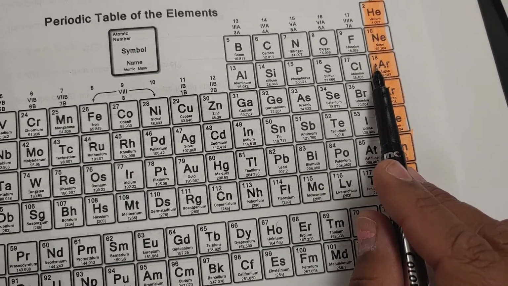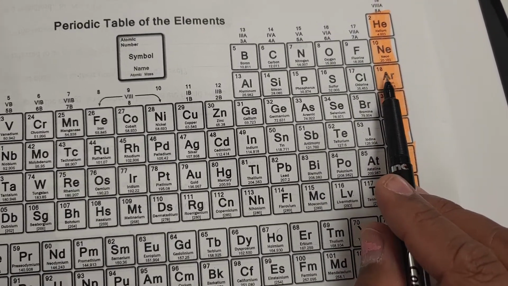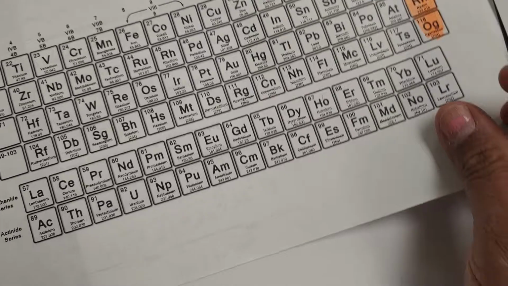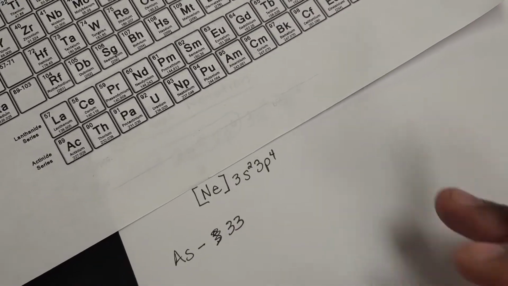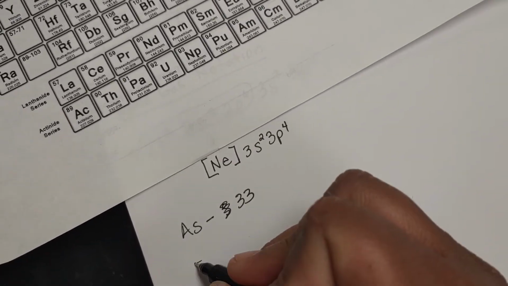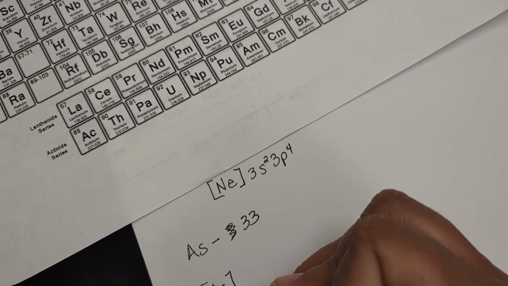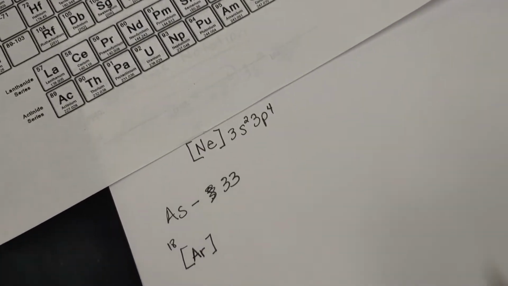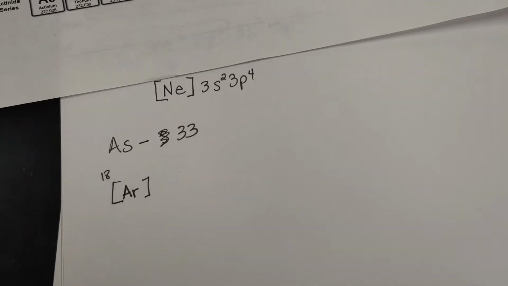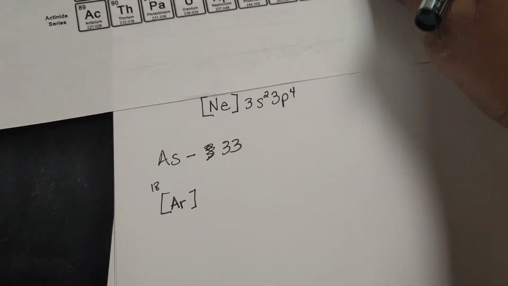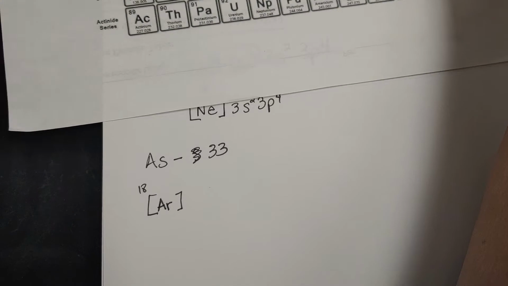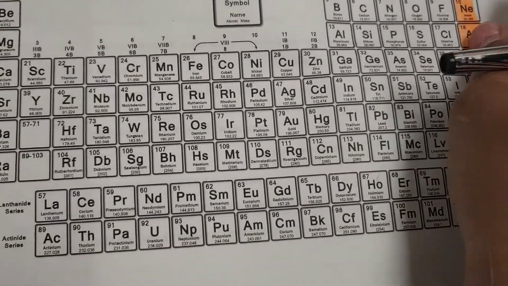So the obvious answer is 18, right? Argon. So what I'm going to do is write down the symbol for argon. On the side I'm just going to put that it's 18 electrons, okay? And I'm going to continue by asking the next question.